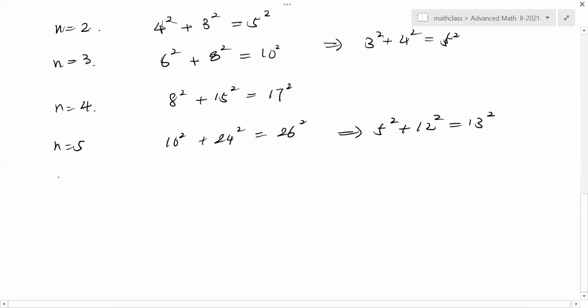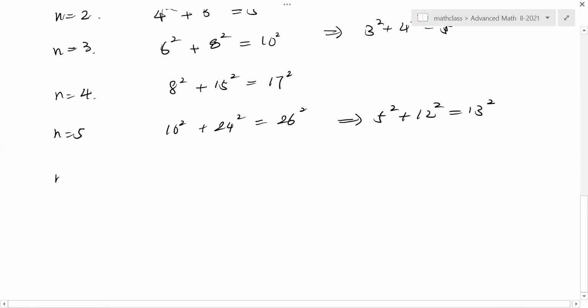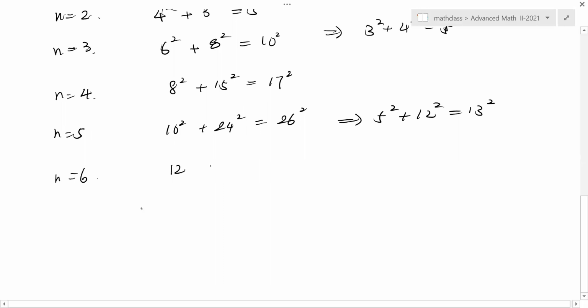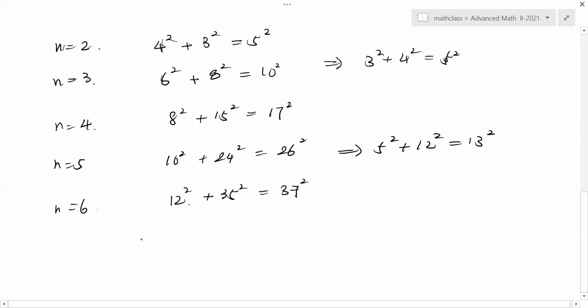Okay, let's try n equals 6. When n equals 6, 2 times 6 is 12. 6 squared minus 1, 35 squared. 6 squared plus 1 is 37. So this is new, okay? It's different from above. Since 37 is a prime number, there's no way you can simplify it.